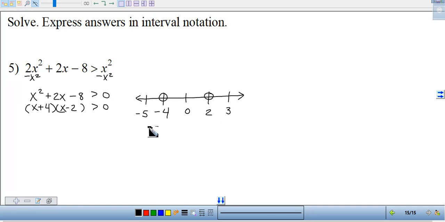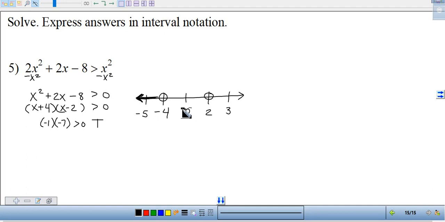I'm going to plug these three numbers into these two x's and see what I get. If I put in -5 plus 4, I get -1. And -5 minus 2 is -7. I just need to know, is +7 greater than 0? Yes, that's a true statement. If it's true, I'm going to shade that portion of the number line.